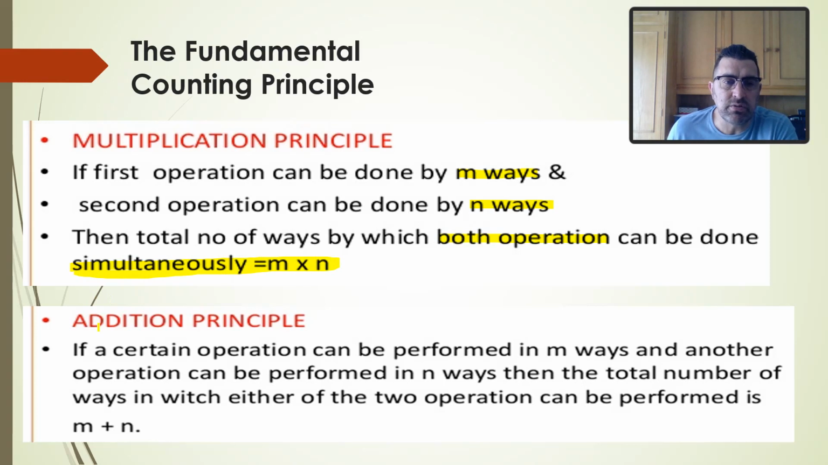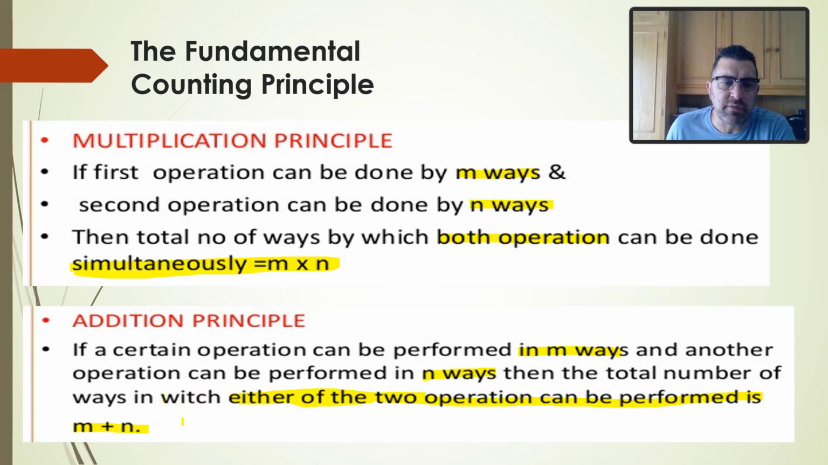But the addition rule says something else. If a certain operation can be performed in m ways and another can be performed in n ways, then the total number of ways in which, look at that, misspelt, either of the two operations can be performed is m plus n. Let me just assure you that's not me. This I got from a website. Okay, so either of the two can be performed in m plus n ways.